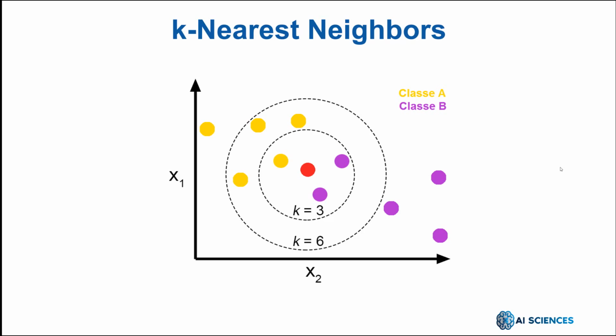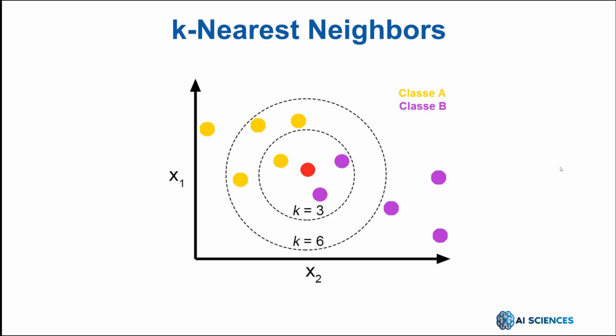If the value of K is set to 6, then the model will check the nearest 6 data points, outer circle, and then classify the red data point. In the figure above, the red point will be classified as follows. If K equals 3, Class B: 2 votes for Class B, and 1 vote for Class A. If K equals 6, Class A: 2 votes for Class B, and 4 votes for Class A. In a multi-class data set, we count how many data points belong to each class, and the class that is in the majority is predicted for the new data point.